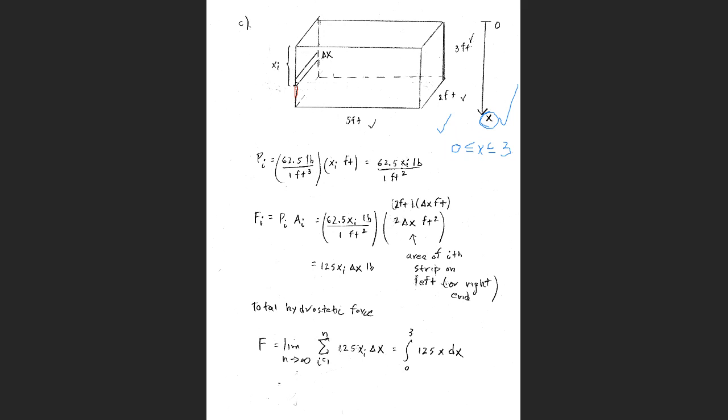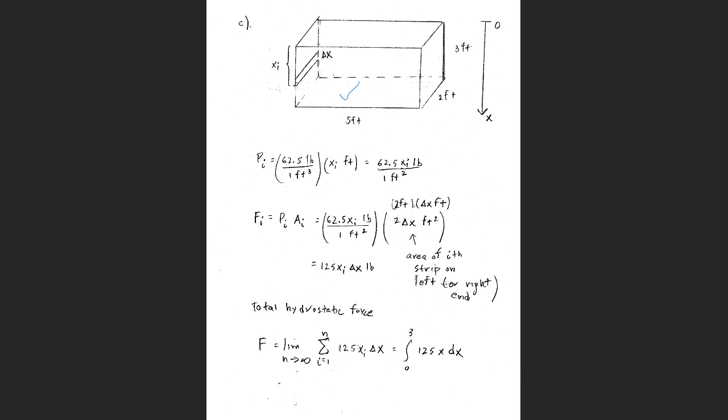Now we're going to need a Riemann sum to find this hydrostatic force. Like for part B, when we found the hydrostatic force for the bottom of the aquarium, here's the bottom of the aquarium, we didn't need to use a Riemann sum. Why is that?